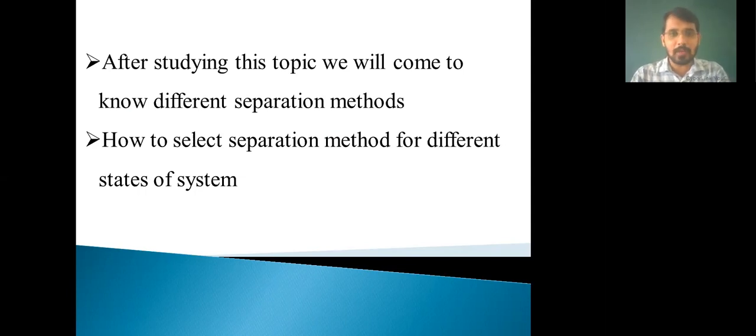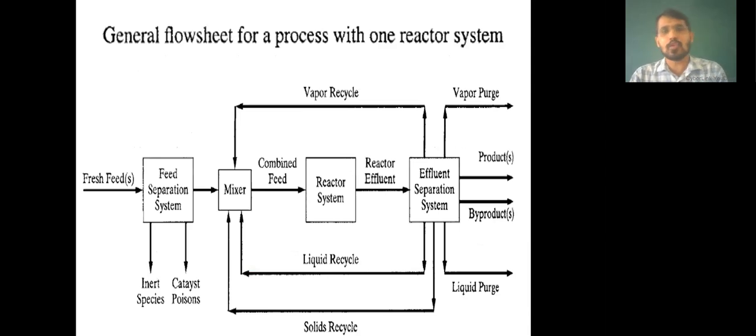So in this lecture, I am going to explain to you the general flow sheet for a process with one reactor system. So what is the meaning of reactor? Reactor is nothing but a type of closed vessel where a chemical reaction can occur. Means where we are feeding reactants, and by using a catalyst or a poison, we can control the rate of reaction. We are getting product from that reaction mixture. We know that a catalyst enhances the rate of reaction and a poison reduces the rate of reaction. So all those things happen in the reactor system.